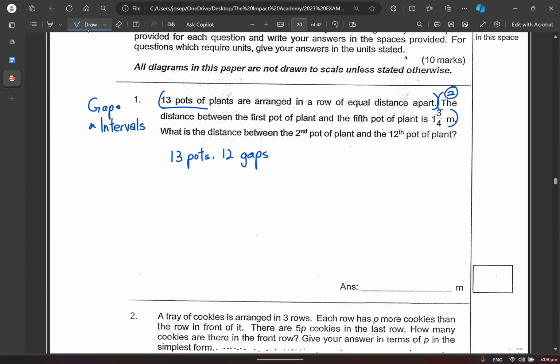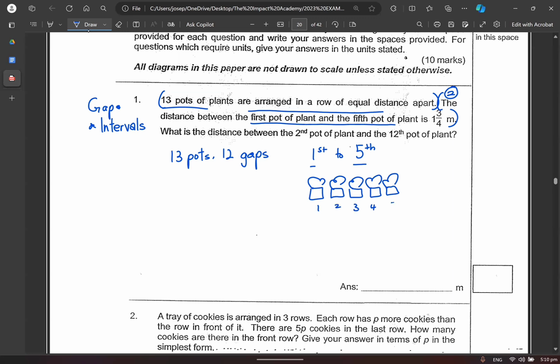Now, sentence number 2, it says what? The distance between the first pot of plant and the fifth pot of plant is 1 3 over 4 meters. Very good. First to the fifth, so that means if I draw a flower pot, 1, 2, 3, 4, 5, can you see that? How many gaps are there? 4 gaps, 5 pots. Very good. 4 gaps. Am I making sense?